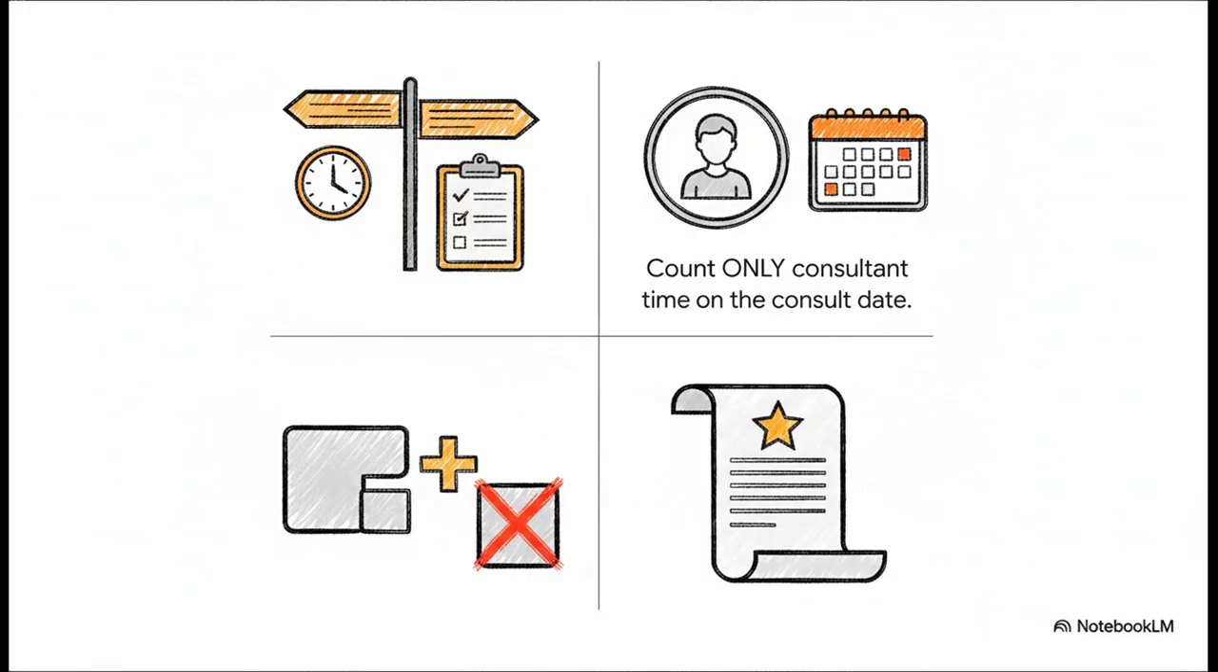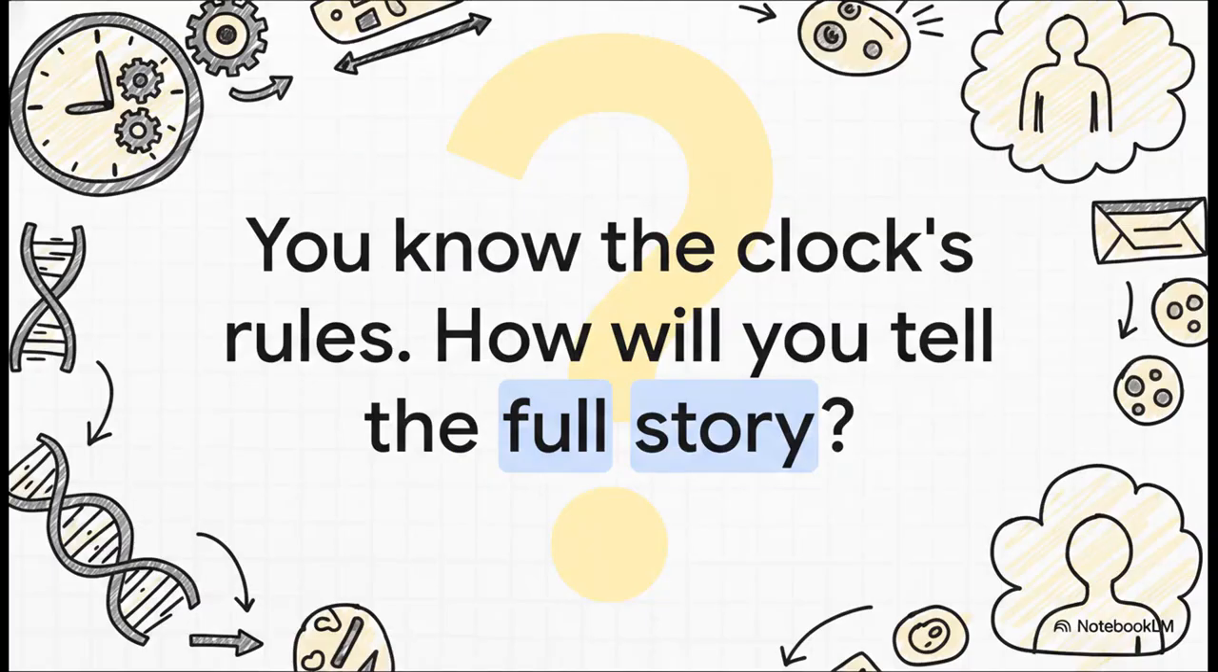So let's do a quick rapid-fire recap of the big rules. Number 1, using time is a powerful option. 2, count only the consultant's time on the date of the consult. 3, code 80506 is an add-on only. Never ever use it alone. And 4, the golden rule of our world. Documentation is everything.